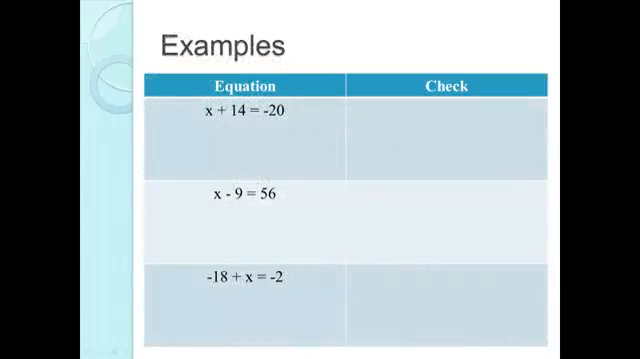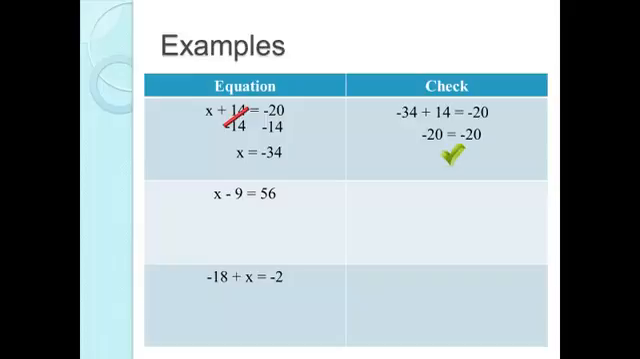In the first equation, the positive 14 is preventing x from being isolated. We will then add a negative 14 to both sides of the equation. On the left-hand side, the positive 14 and negative 14 cancel each other. On the right-hand side of the equation, negative 20 plus negative 14 is negative 34. So we have x equals negative 34. Now we can check to make sure that we are correct. Plug in negative 34 for x. Negative 34 plus 14 is negative 20, so we know our answer is correct.